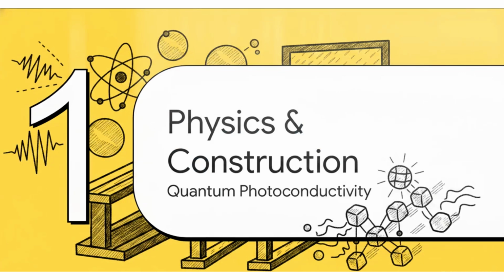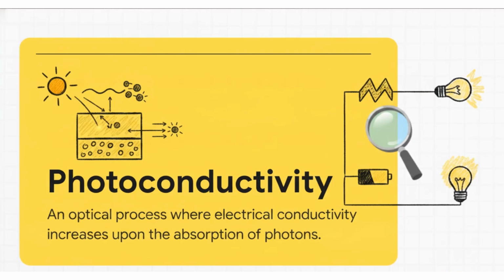The quantum leap of photoconductivity. Let's zoom way in to the atomic level to understand the actual engine powering this device. The magic here is photoconductivity. In pure darkness, an LDR is basically a brick. It acts as a total insulator because its electrons are locked up tight in the valence band. But the second light hits it, boom! It literally transforms into a conductor.